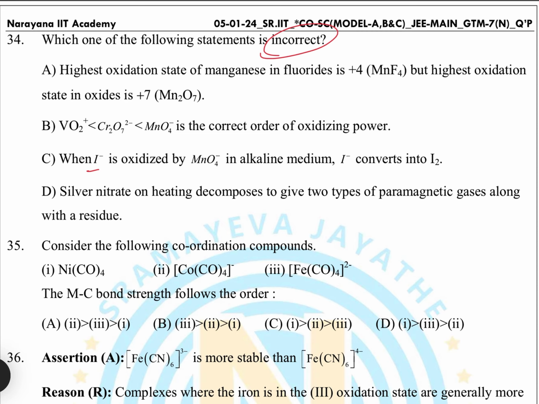I minus is oxidized to IO3 minus in basic medium. In acidic medium it is oxidized to I2 and in basic medium it is IO3 minus.